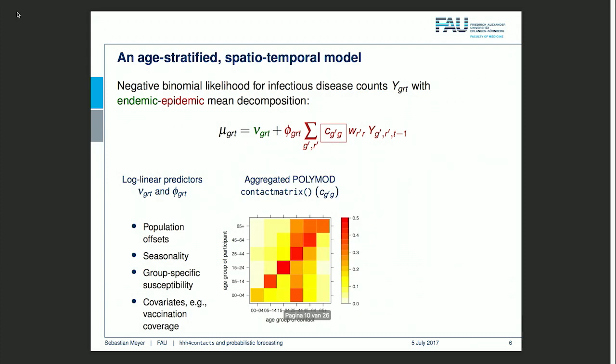transmission. So these weights denoted by C, here the contact matrix comes in. So here we want to reflect that there's more transmission from the group G prime if this contact matrix has a large value in the associated cell. So there's more transmission, for example, from within the same age group. The value of C G prime G is larger here.